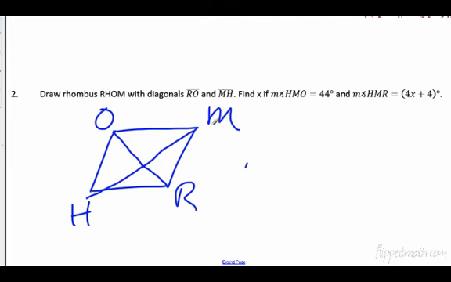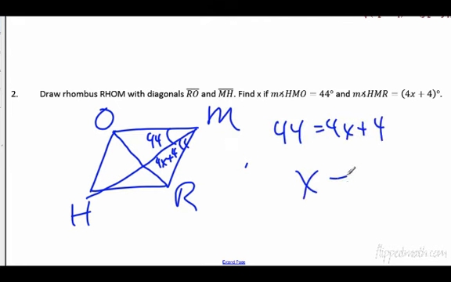Find x if angle HMO, that's this angle right here, is 44, and if the measure of angle HMR is 4x plus 4. All right, well, we know that in a rhombus, the opposite angles are bisected. So basically, they're congruent to each other. You can set it equal. 44 equals 4x plus 4. Do you get x equals 10 for that? Booyah. Let's do the last two.